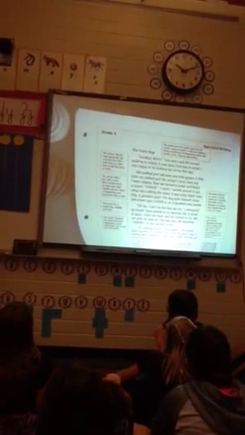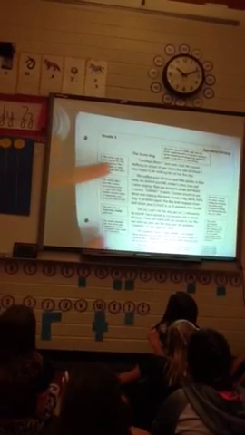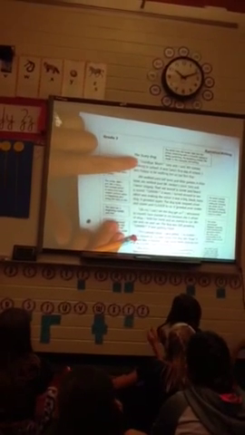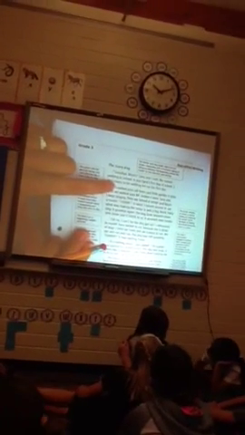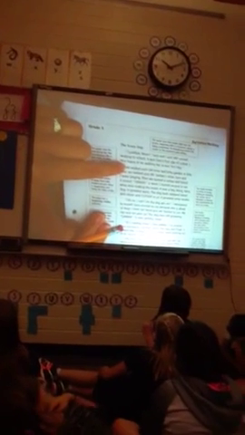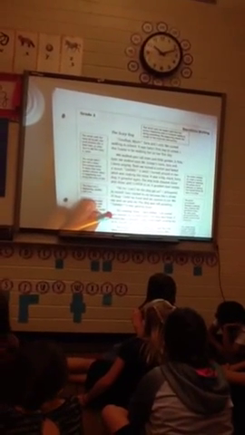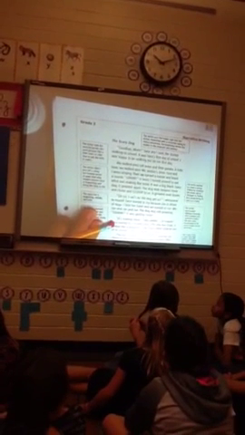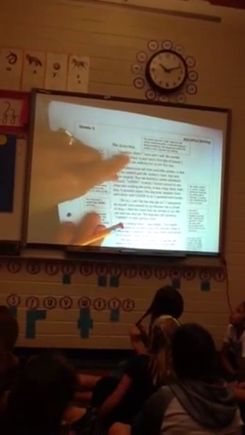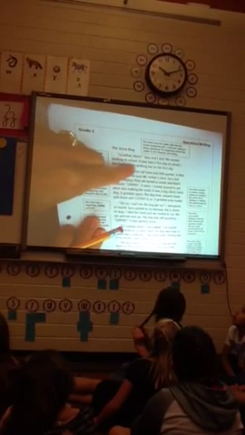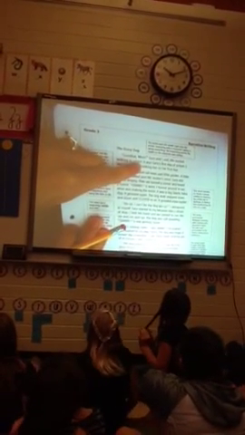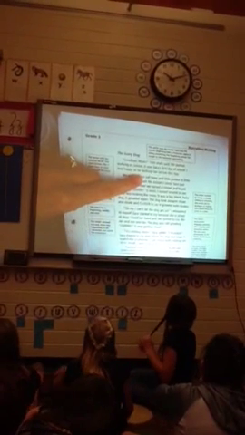So we're just going to, do you see how this is broken into? These are called paragraphs. See how it indents right there? They skip a line, and then the line moves in a little bit. That's to show you where there's a new paragraph. We're going to talk a lot more about paragraphs this year. But right here, this first paragraph is going to be their beginning. So let's see if we can answer all those questions.